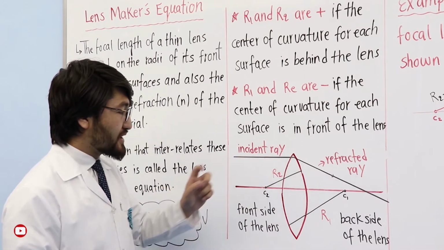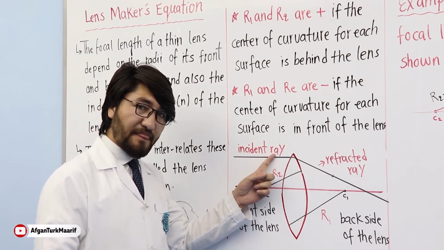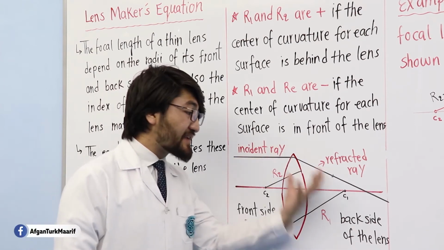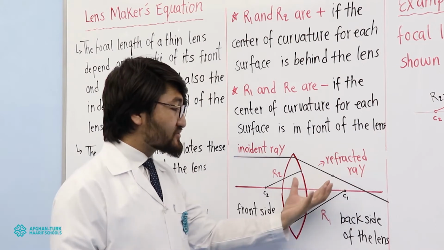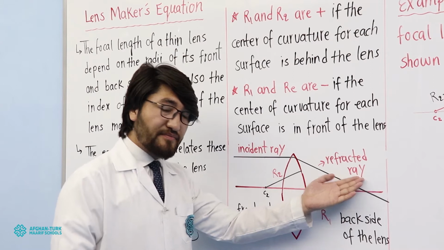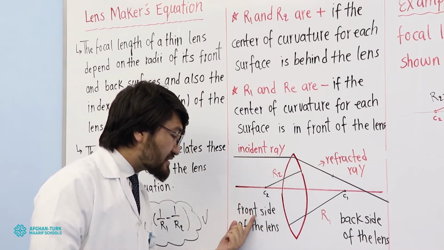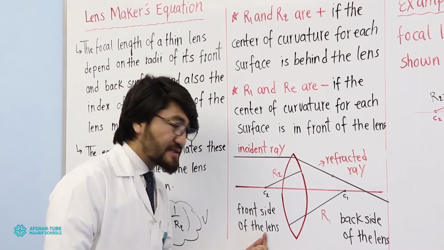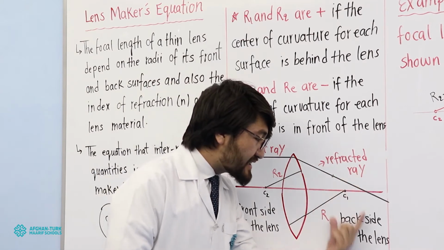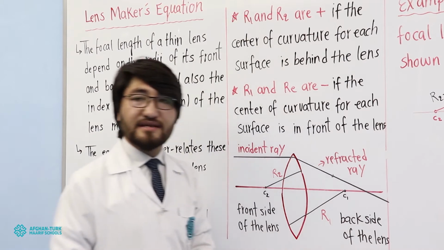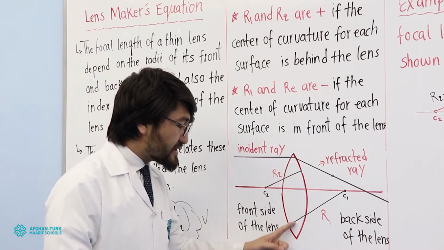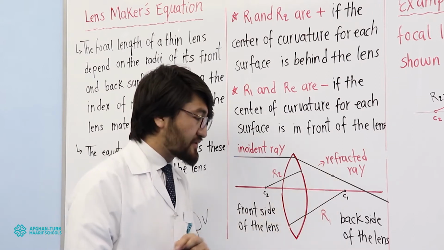I told you before: an incident ray parallel to the principal axis is refracted and passes through the focal point. This is the refracted ray. This side is called the front side of the lens, and the side where you see the refracted rays is called the back side of the lens. And this is R1, this is R2, as you see in the figure.